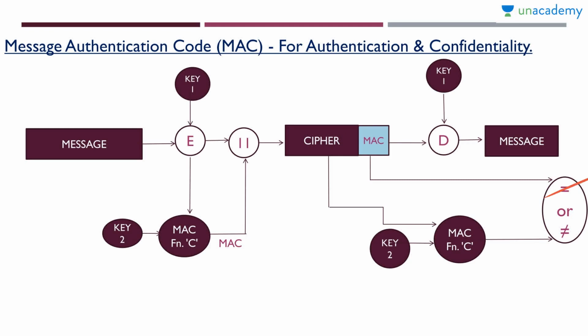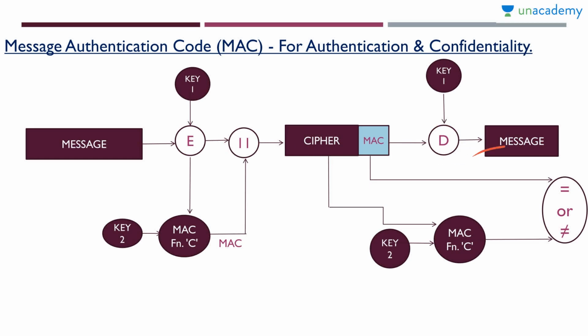So how is confidentiality ensured here? Here the cipher is passed to the receiver. If a third party comes, he'll get the cipher only, so he'll not understand. That's how confidentiality is achieved. Here the message is encrypted and attached to the MAC, then we'll get cipher plus MAC. At the receiver side, he can decrypt this message to get the original message. So that's how confidentiality is achieved.